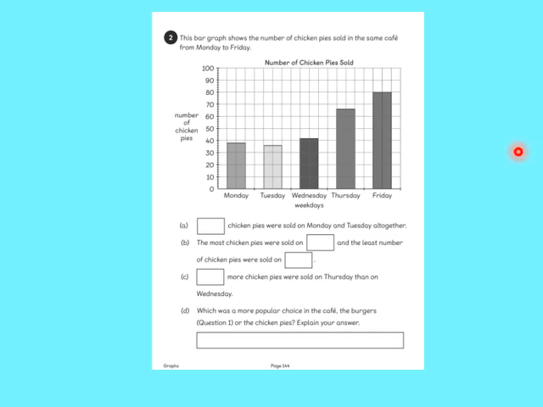Now the second part of the worksheet, they've already drawn a bar graph for you, but this is showing the number of chicken pies sold in the same cafe from Monday to Friday. So you need to look carefully at the graph and then answer these questions by filling in the blanks. Now when you get to question D, it asks which was a more popular choice in the cafe, the burgers or the chicken pies, and you have to explain your answer. So you'll need to look back to the graph that you drew for question 1 to answer that question.